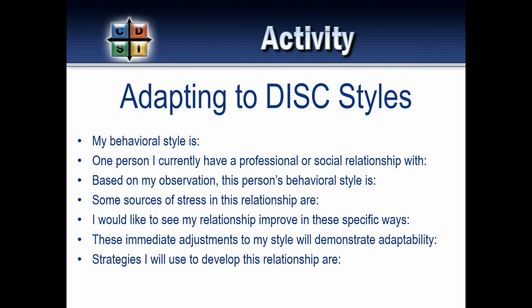Okay. So understanding your own style, we walked through last time, so you should have a sense of what you are. What is it about that person that you think makes them a certain style? So let's say it was Brittany, if she's a C as an example. What do you think is their style? What's the stress in the relationship? What's causing stress? For example, I can bet a lot of the people that cause stress for you are people that are opposite to you.